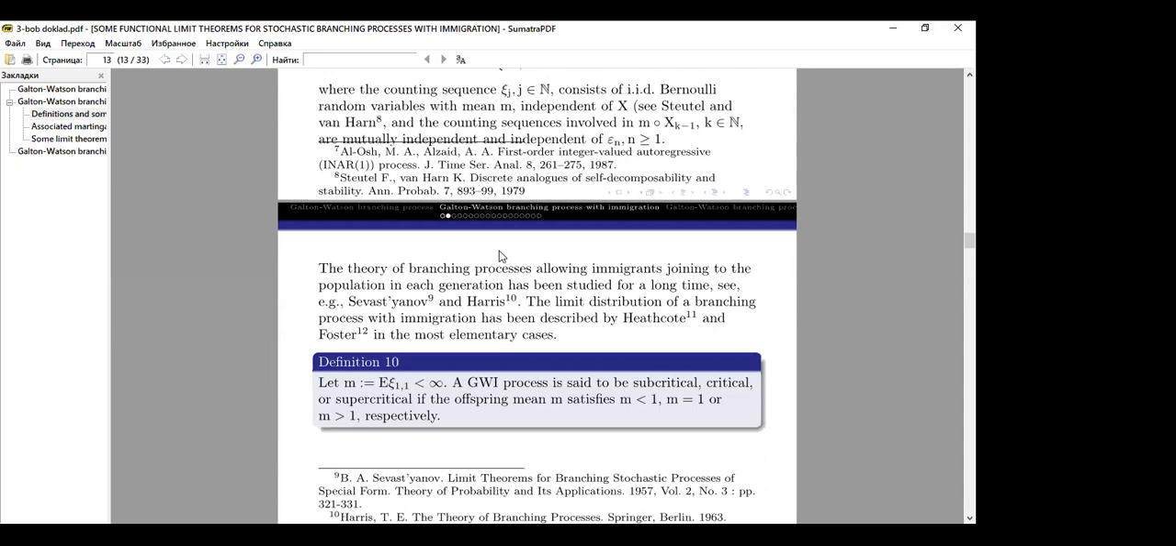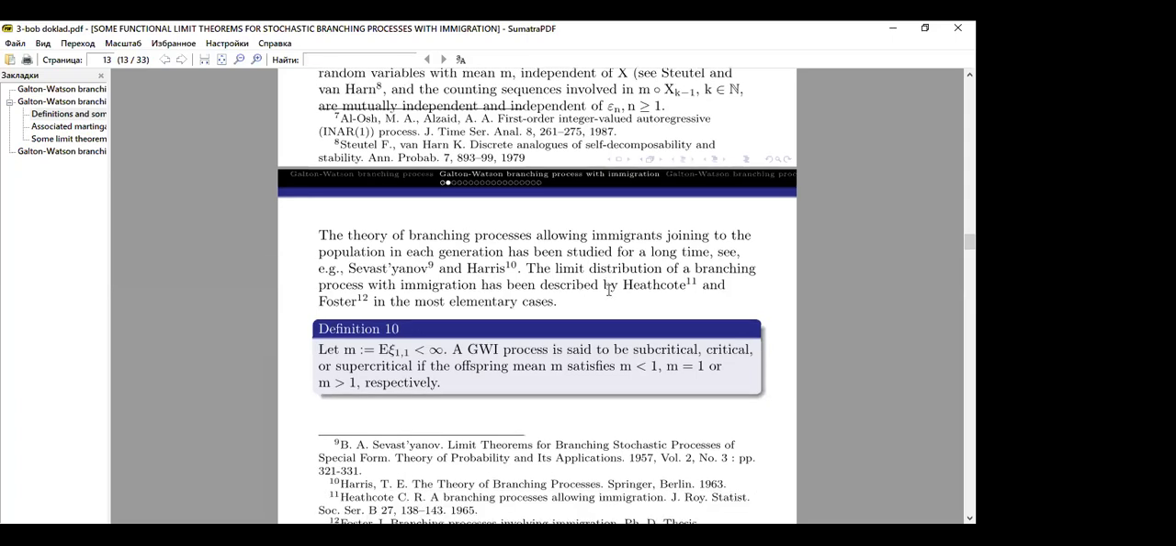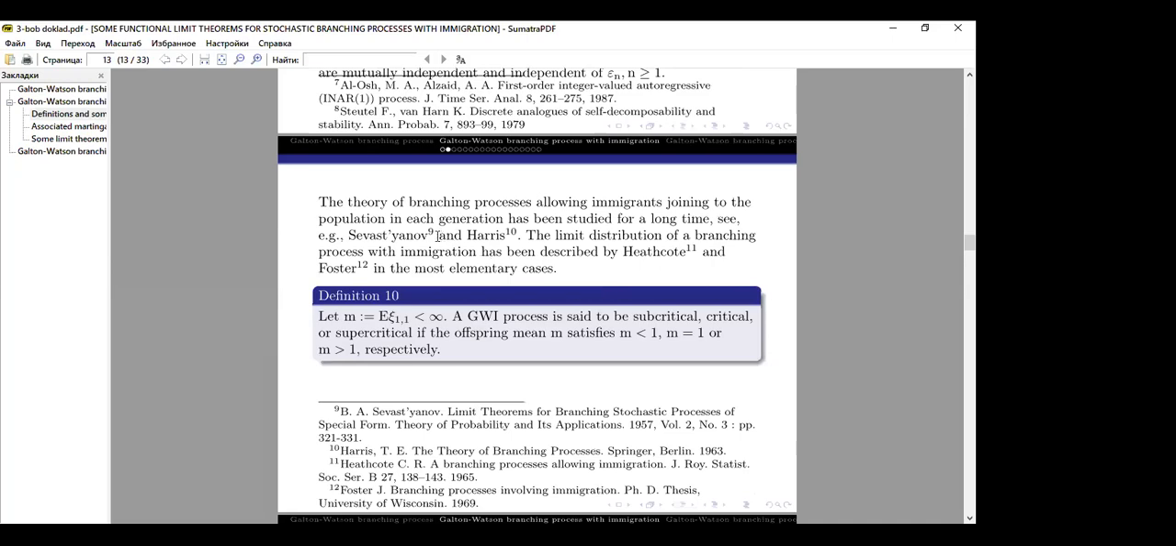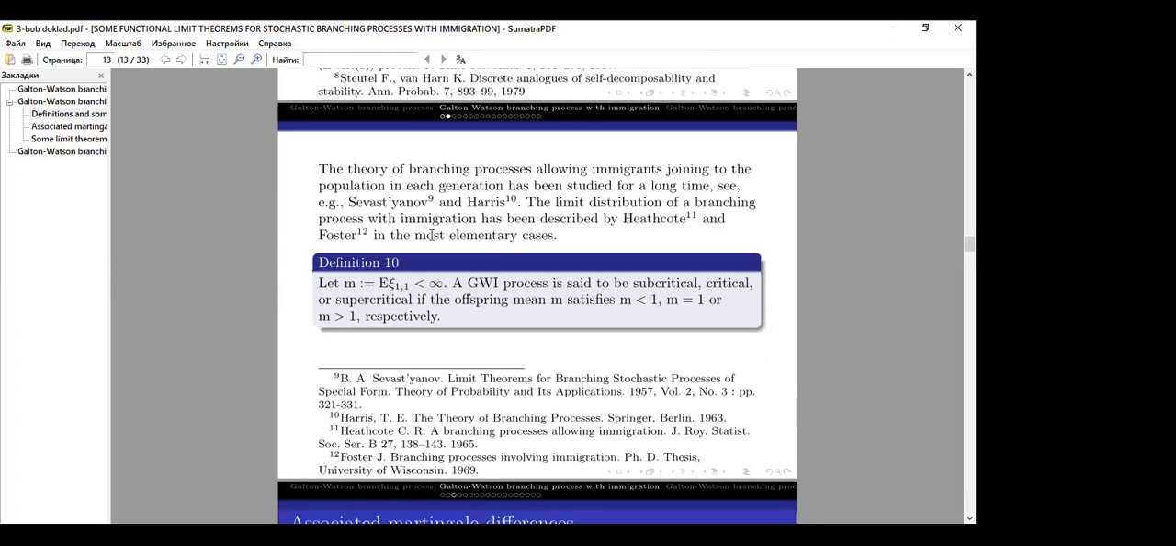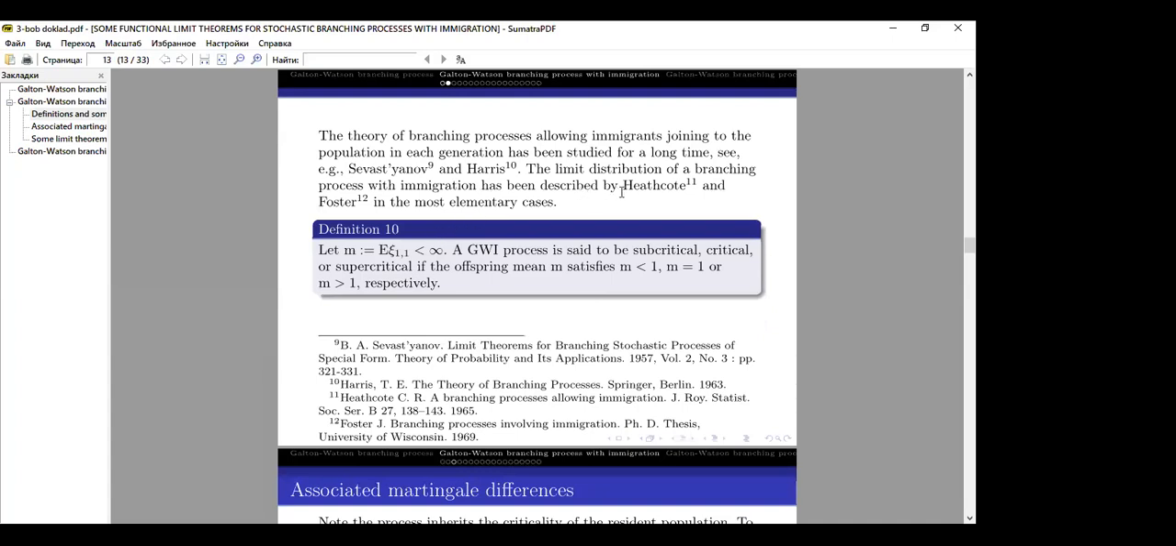Here are some histories about this process. The theory of branching processes has been studied by a lot of researchers. For example, I think the first limit theorem was proved by Sevastyanov and then Harris. Sevastyanov proved it in the special case where the immigration process is distributed by Poisson random variables, and there are a lot of works.